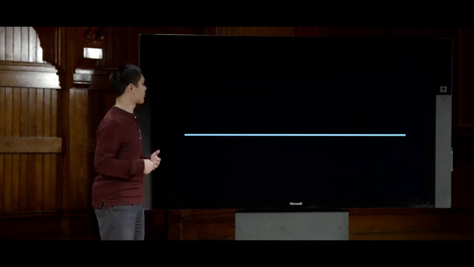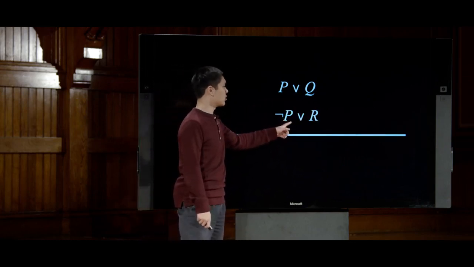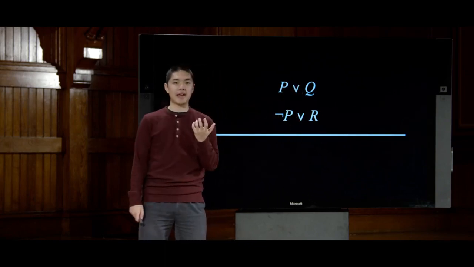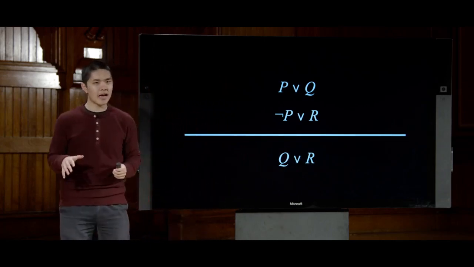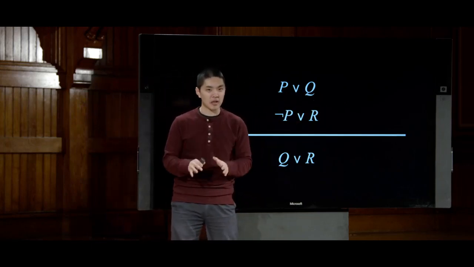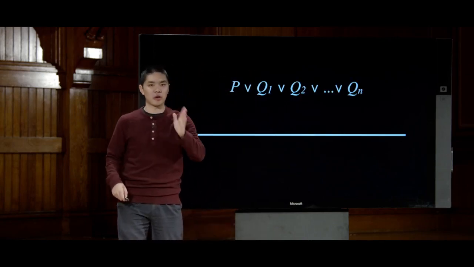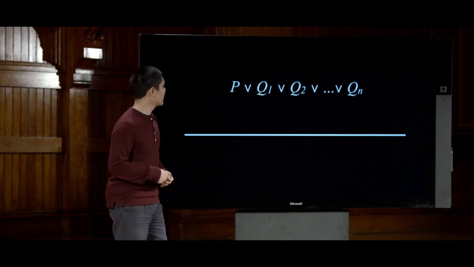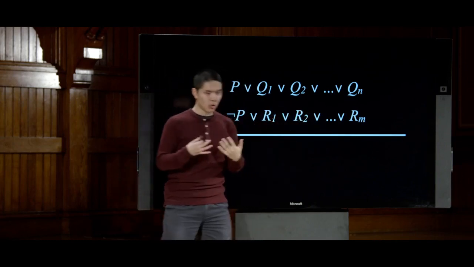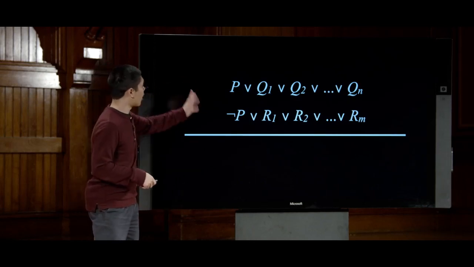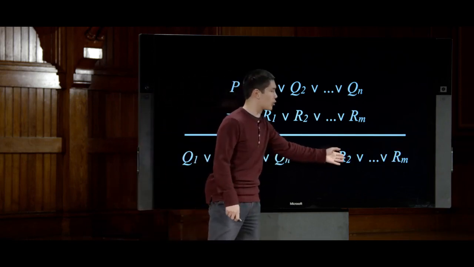Stated more generally, we can name this resolution rule by saying that if we know P or Q is true, and we also know that not P or R is true, we resolve these two clauses together to get a new clause, Q or R, that either Q or R must be true. And again, much as in the last case, Q and R don't need to just be single propositional symbols. It could be multiple symbols. So if I had a rule that had P or Q1 or Q2 or Q3, so on and so forth, up until Qn, where n is just some number, and likewise, I had not P or R1 or R2, so on and so forth, up until Rm, where m, again, is just some other number, I can resolve these two clauses together to get one of these must be true, Q1 or Q2 up until Qn, or R1 or R2 up until Rm.